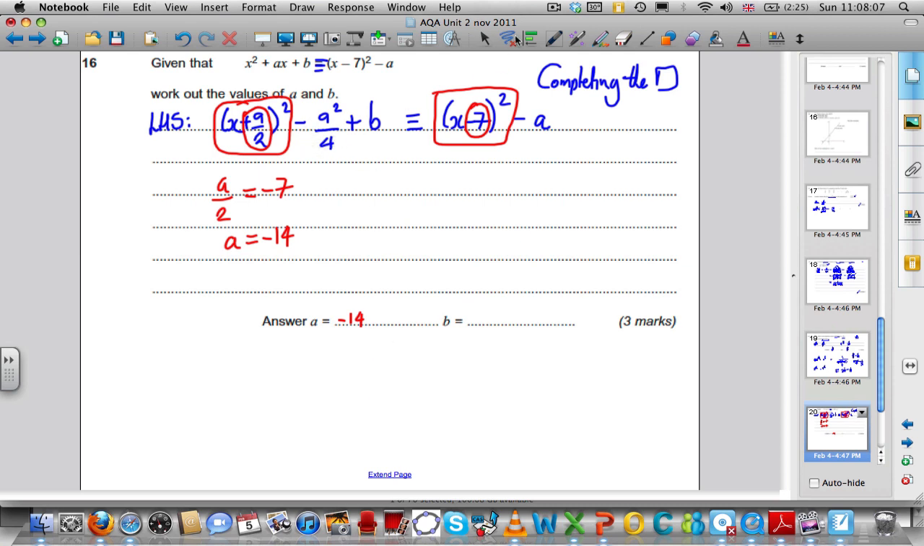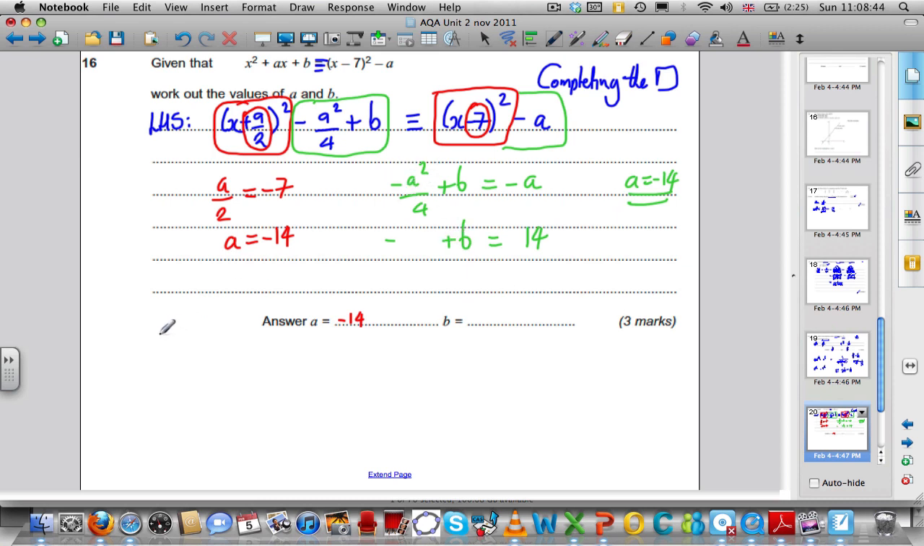Okay, but now we know if a is minus 14, we also know that this here must equal this here. So we know that minus a squared over 4 plus b must equal minus a. But a is minus 14, so let's put that in here for a. So we've got minus 14 times 14, and over here we're going to have minus minus 14, that is 14. We're going to have b is that.